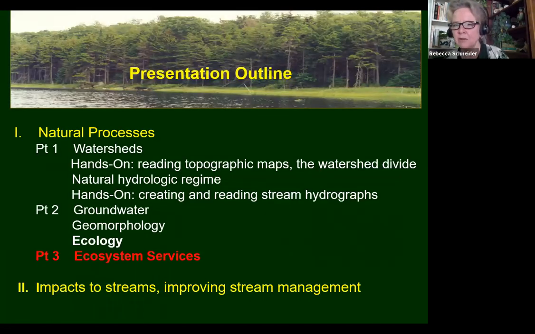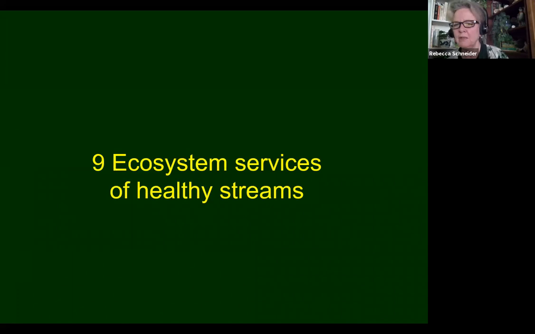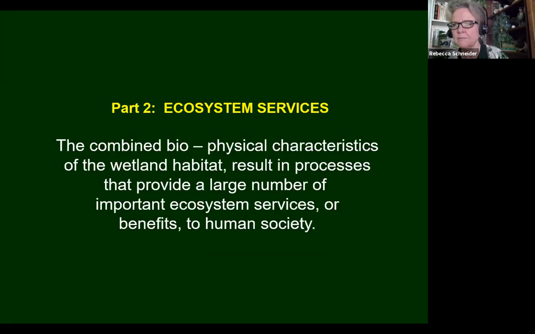Okay, and that brings us to this last part. So now you've gotten an overview of all the processes that drive the ecology of streams. These are what are called the benefits that humans derive from having a healthy, functioning stream system. There are basically 9 ecosystem services of healthy streams, or benefits. The definition of an ecosystem service is the combined biological and physical characteristics of the wetland habitat, which result in processes that provide a large number of important benefits or services to human society.